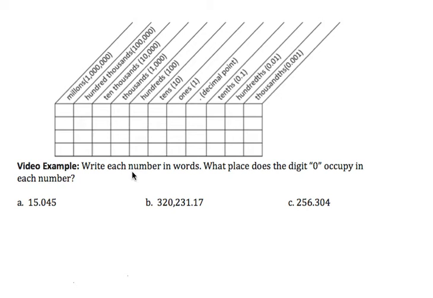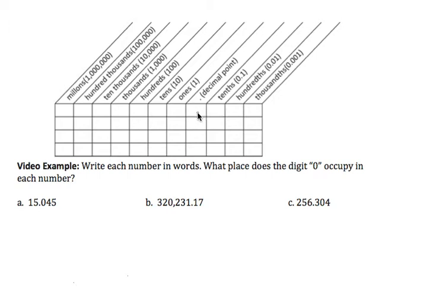Here we're asked to write each number in words, and then what place does the digit 0 occupy in each number? Let's start with this first one, 15.045. I'm going to put that into my table, and that's going to help me to be able to write the number in words and then also figure out what place the digit 0 occupies.